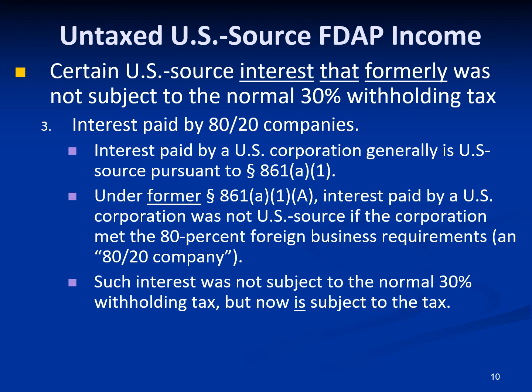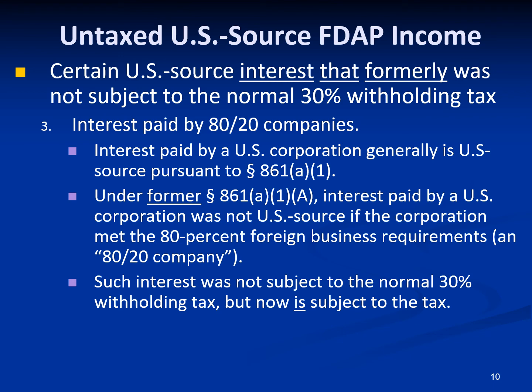Such a corporation that met the 80% foreign business requirement was commonly referred to as an 80-20 company. Formerly, interest paid by an 80-20 company, although it was paid by a U.S. resident alien or a U.S. domestic corporation, was not subject to the normal 30% withholding tax. As the authors discuss, however, Congress repealed Section 861(a)(1)(A) in 2010, and therefore interest paid by an 80-20 company now is generally subject to the 30% withholding tax.